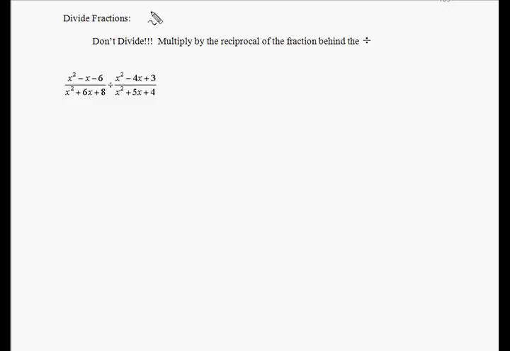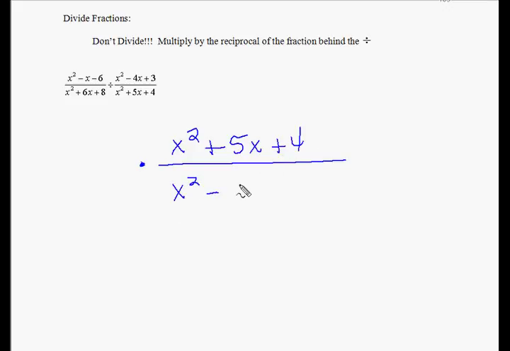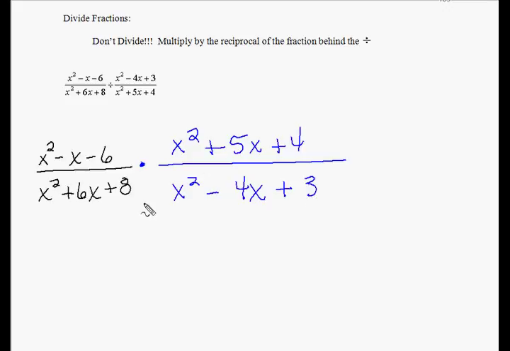Divide fractions. No, don't divide. Multiply by the reciprocal of the fraction behind the division sign. So here we see the division sign. We need to multiply with the fraction that has been turned over. The denominator needs to become the numerator, and the numerator is also switched down to the denominator. Now we're back to multiplying fractions again.